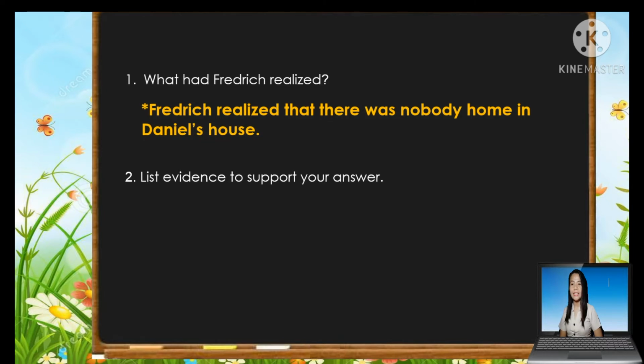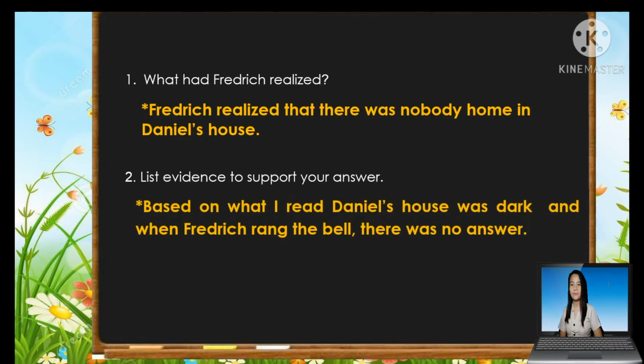Friedrich realized that there was nobody home in Daniel's house. How are you going to prove that? Based on what I read, Daniel's house was dark, and when Friedrich rang the bell, there was no answer. Very nice. That is the answer for our question in passage letter B.